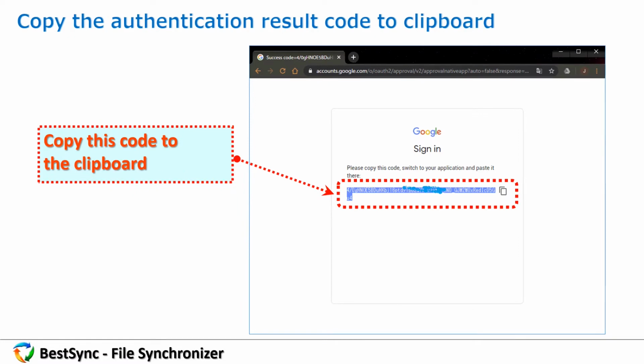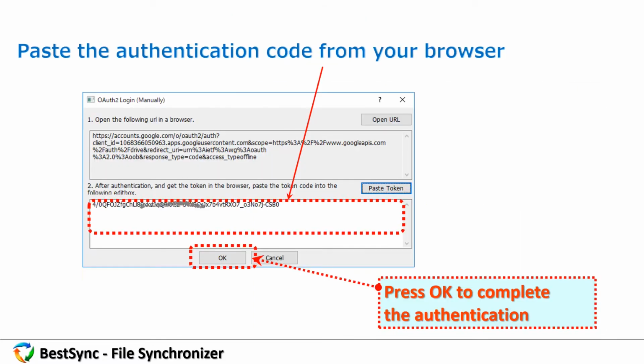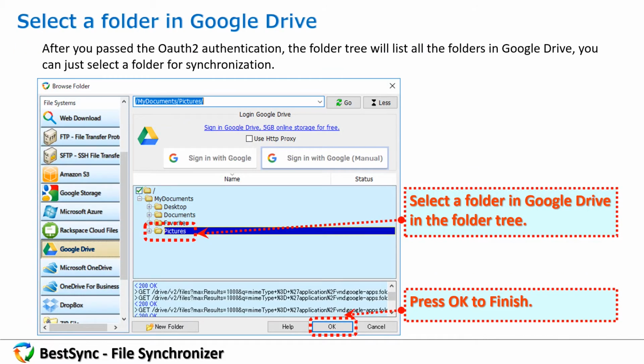Copy the code to the clipboard by the Copy button, or select the code text by mouse pointer, then press the Ctrl+C hotkey. Switch back to the OAuth 2 Login Manually dialog box, press the Paste Token button to paste the authenticated code. Press OK to complete the authentication and go back to the folder browser.